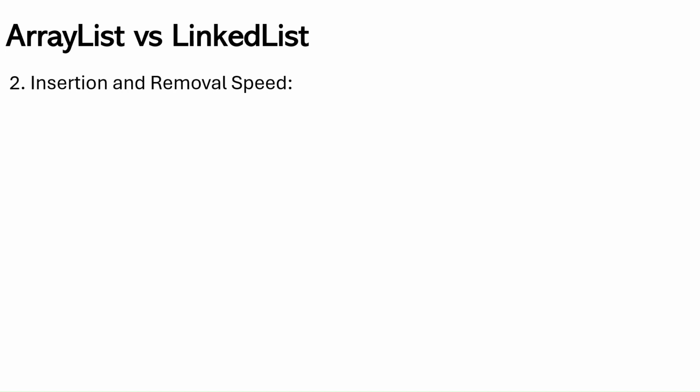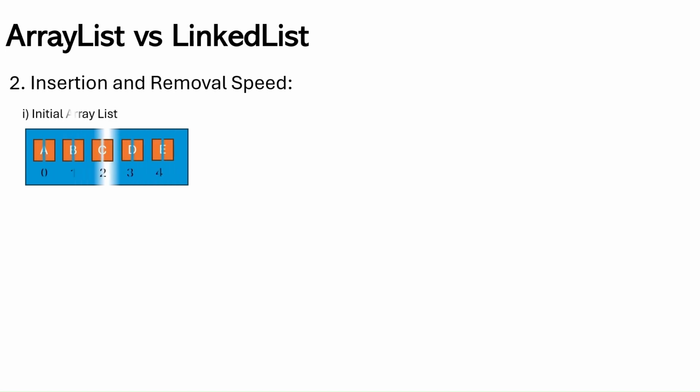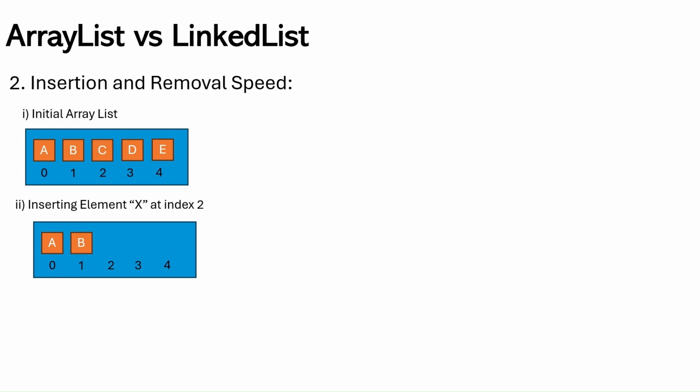Now, the next topic is insertion and removal speed. Here we have our array list, a collection of elements A, B, C, D, and E, each with its designated index. Now let's see what happens when we introduce some changes. Imagine we want to insert a new element X right in the middle at index 2. The array has to make room for it. That's where the complexity comes in.